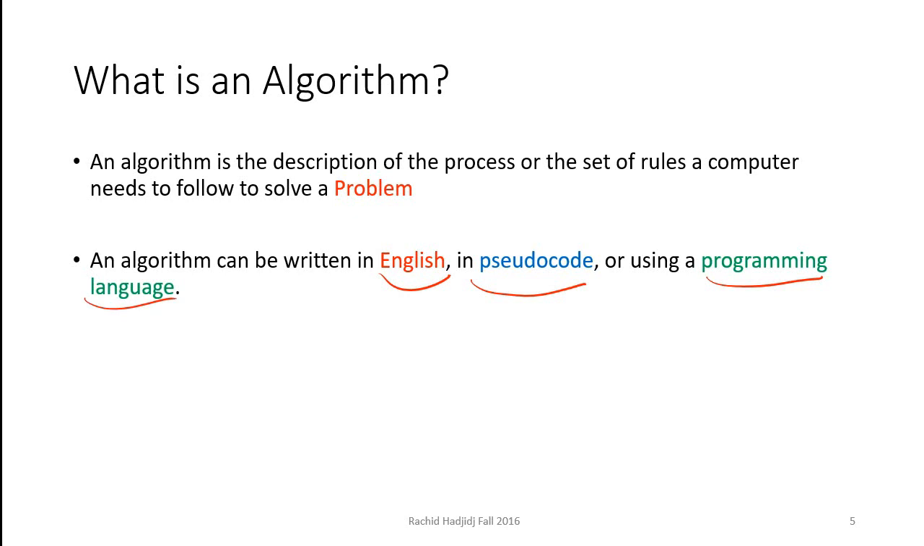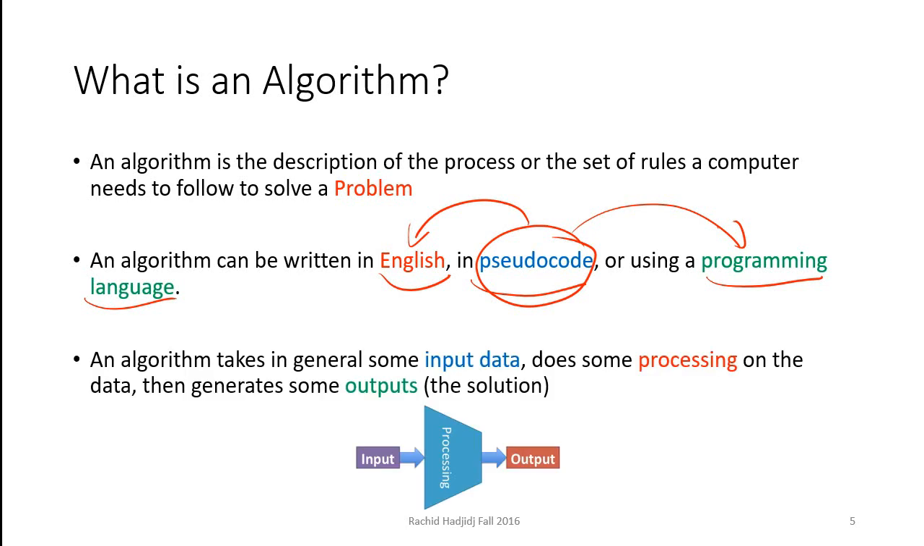People in general like to use pseudocode, which is midway between natural languages and programming languages. When using pseudocode, you benefit from the ease of describing things using the natural language, and also you benefit from the structuring capabilities provided by programming languages. The type of algorithms we're going to deal with in this lecture is a very general one. It is the type that takes some input data, performs some processing on the input data, and then generates an output as a solution for the problem.